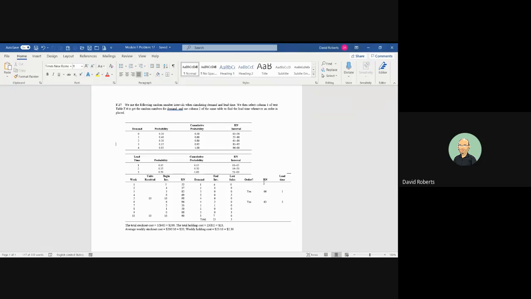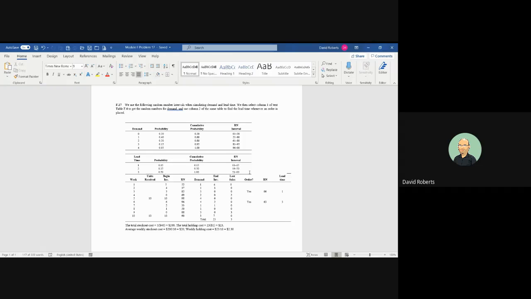Welcome to Module F, problem number 17. You are strongly encouraged to listen to the Excel, or the Word, version of problem F11, so problem 11 from Module F, before you do this, because there are a lot of similarities, but this adds more complexity.